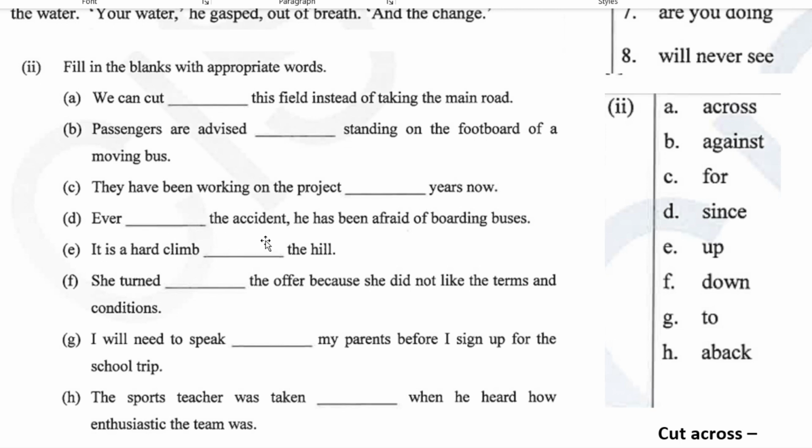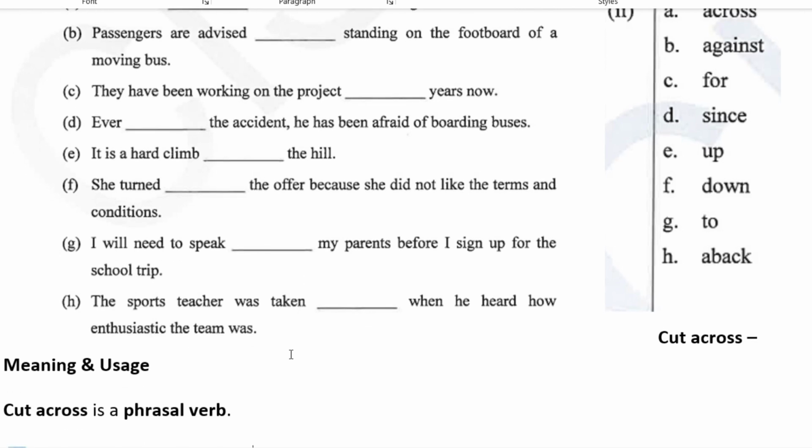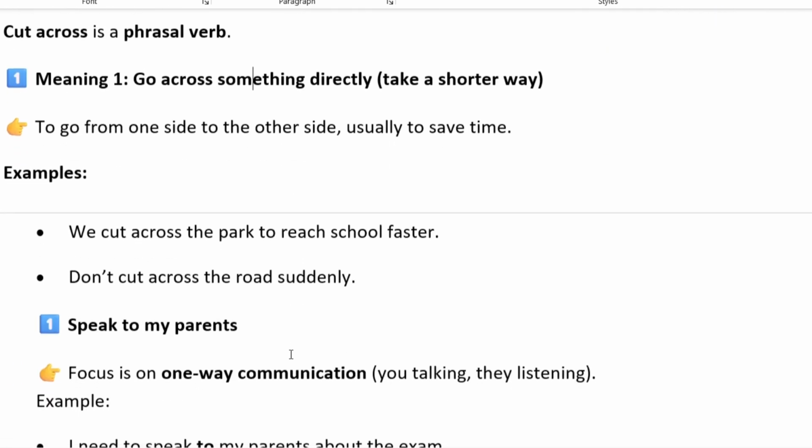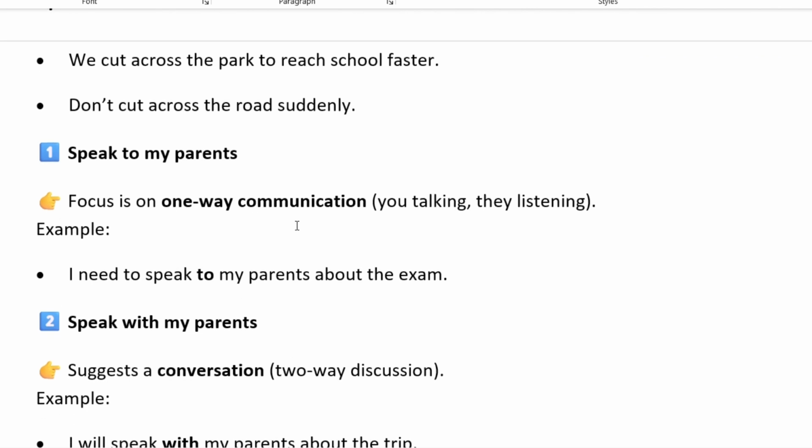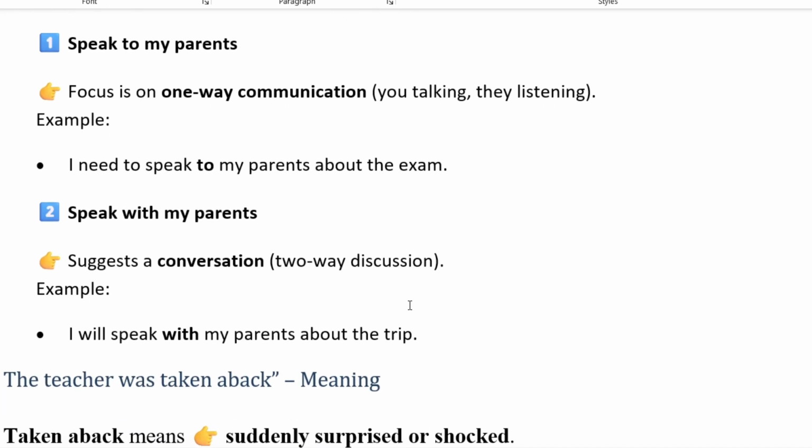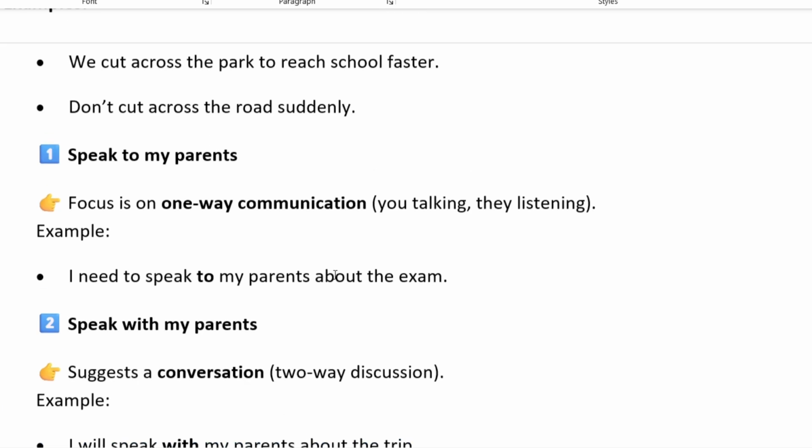About the accident, he has been afraid of boarding buses ever since. Climb up, turn down. Turn down means reject. I will need to speak to my parents. Speak to my parents, with my parents. To my parents means you talking, they listening, one way communication. With my parents means two-way discussion. Next.